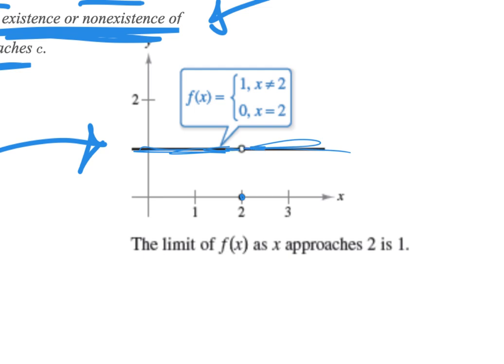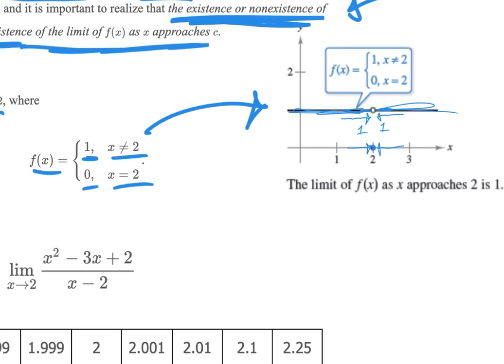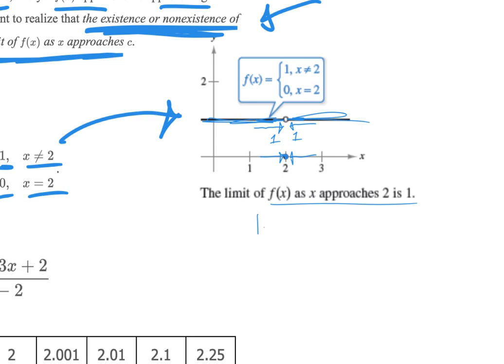Okay, so let's check. As x approaches 2 from the left, the function is approaching 1. And as x approaches 2 from the right, our function is also approaching 1. So the limit of this, and it states it here, I'm going to write it in notation, the limit of f of x as x approaches 2 equals 1. Again, does f of 2 equal 1?